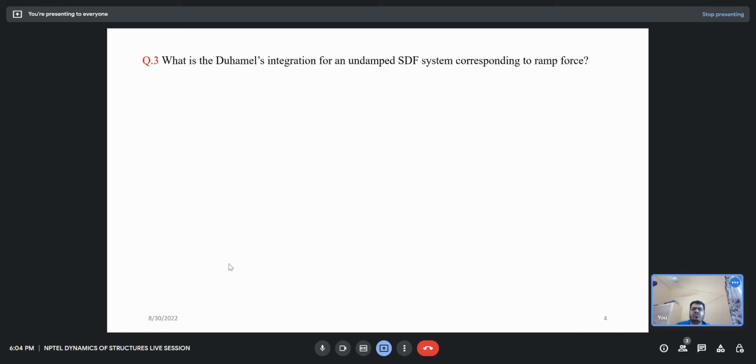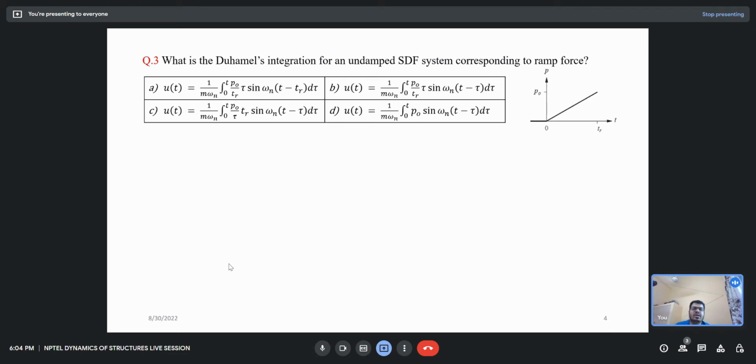What is the Duhamel integral for an undamped SDOF system corresponding to a ramp force? If you are given a ramp force, which has rising time up to tr, this is the rising time, which expression defines your response for a ramp force? Can anyone tell me which option is correct?